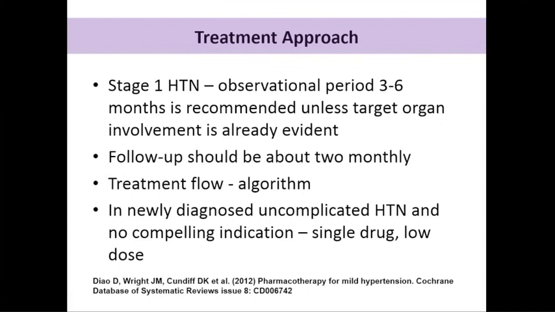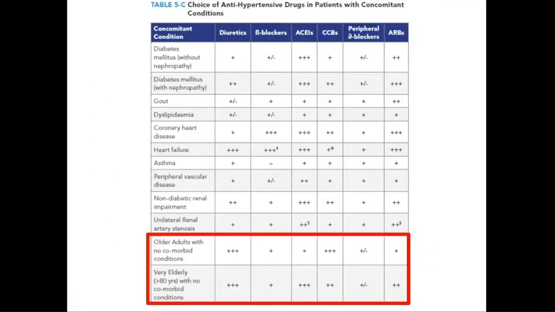Follow up, once you give a drug, we can follow up every 2 monthly or 3 monthly. During the COVID time, I heard they are following up every 3 monthly. Whatever the time, 2 months is actually best. For newly diagnosed uncomplicated hypertension, without any other diseases, we can give a single drug at low dose. The technique in older people is always to give a low dose and increase the dose slowly.